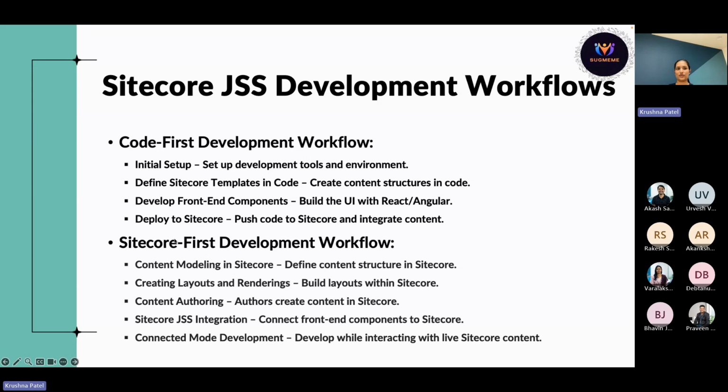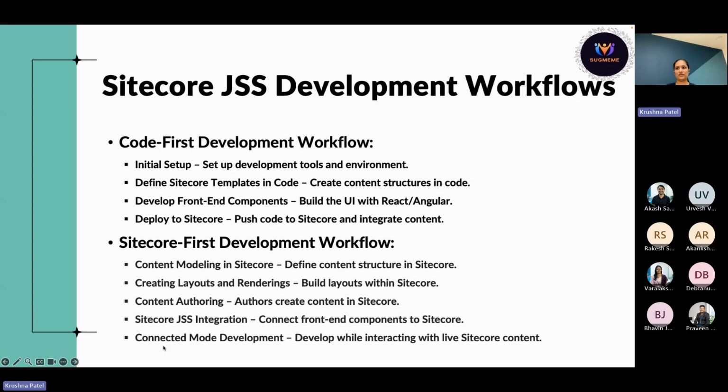What happens in this flow is first we configure the site. First, we set up from the site code, and then we configure the modeling in site code. Then we create layout, rendering, content authoring. We create a component over there, add a data source over there, and then we integrate Sitecore JSS. Then we set up the Sitecore JSS integration and simply work with connected or disconnected mode for the functionality.